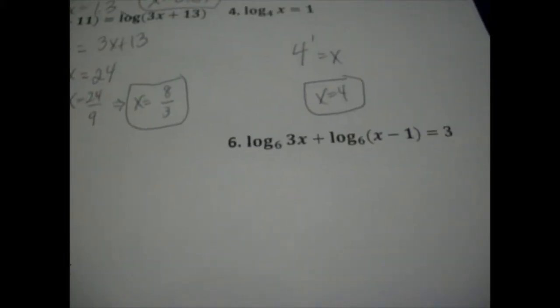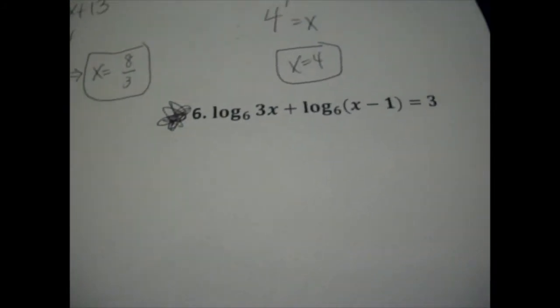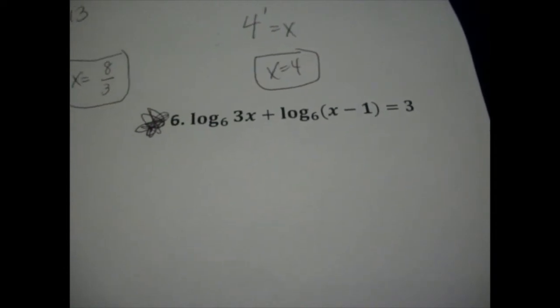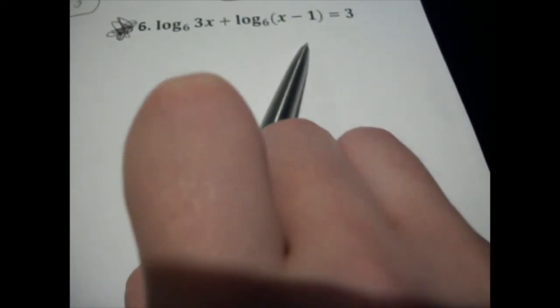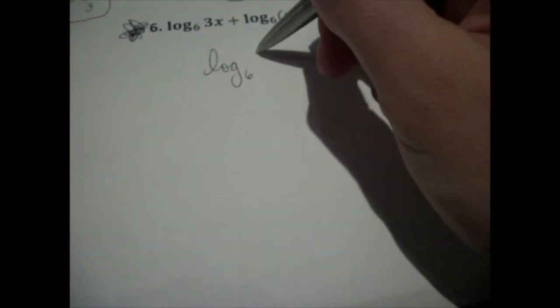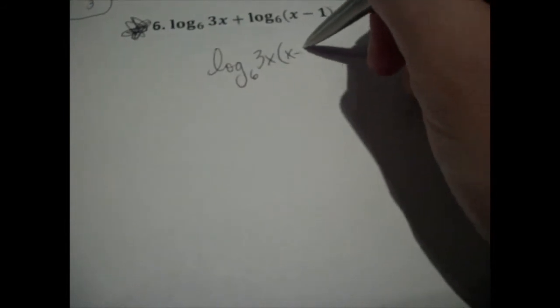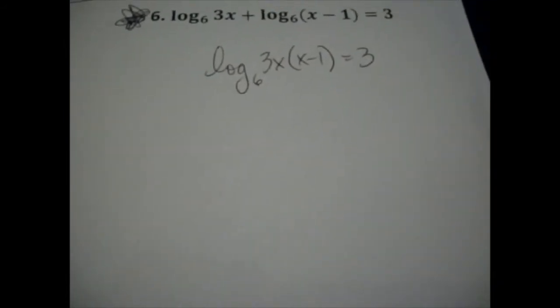Okay, this is your challenge problem. We're going to kind of combine lots of things here. First thing is, this is a condensed problem. I have two logs that are on the same side, so the only way I can deal with this is if I combine the two logs. So going back to 7.5, adding tells me I'm going to multiply. So I'm going to have 3x times x minus 1 equals 3.